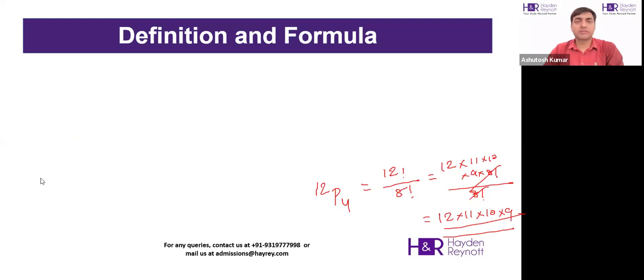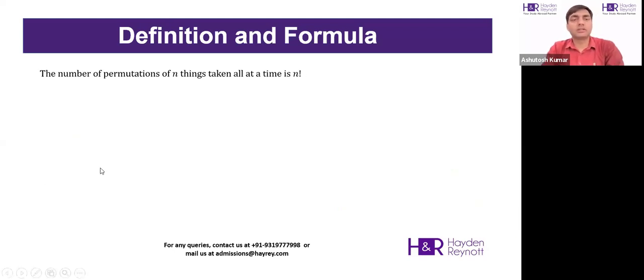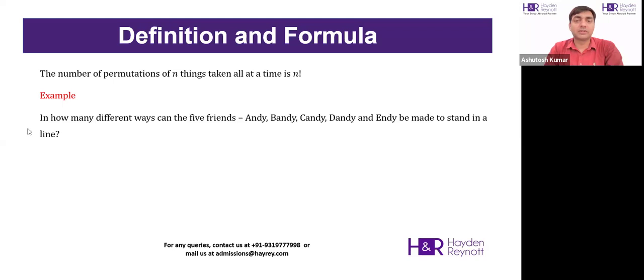Now, consider the question where you have n things and you are taking all n things at a time. So the number of ways in which you can arrange all n things is given by the formula n factorial.